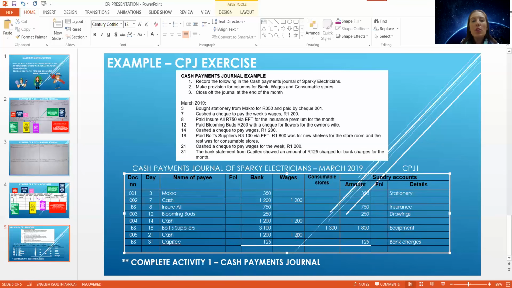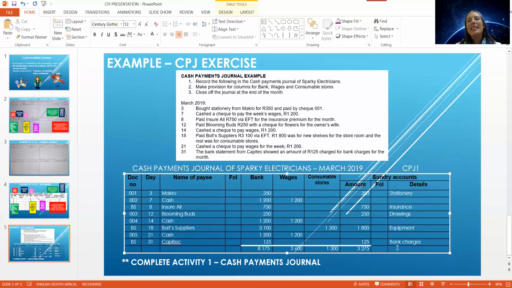Right. And then what we do, just as we had with the CRJ, you need to go and total your columns. Why? When we follow the accounting cycle, the next step would be, and you're going to learn about that in term 3, to post this information to the general ledger. So if you add it up on your side, I've done it here, please go and double check me. I got 8,175 for bank, 3,600 for wages. Consumable stores is only that one amount of 1,300, and then the sundries I got 3,275.